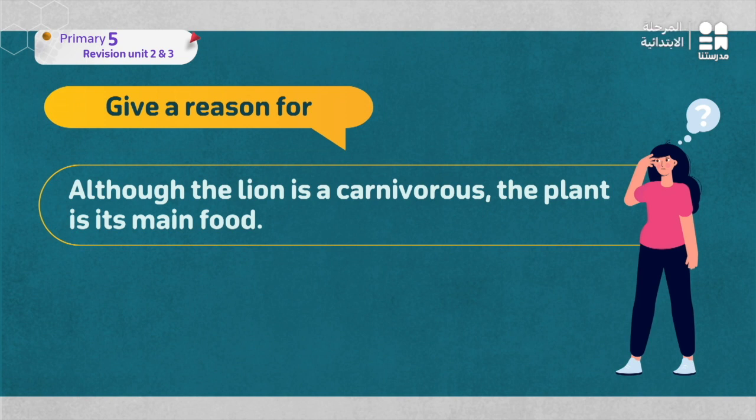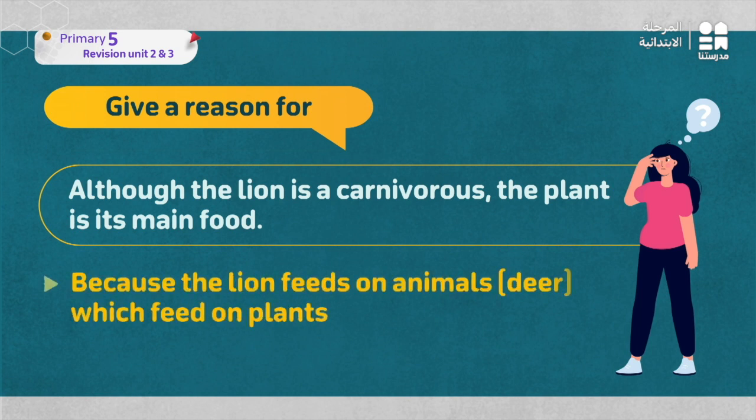يبقى هي ليه هنا يعتبر اللاين رغم ان هو carnivores the plant is its main food? Because the lion feeds on the animals which feed on plants. Okay, lion for example feeds on the deer and the deer feeds on the plants, so it depends on the plants indirectly. Okay, that's good. Okay, so let's take another question.